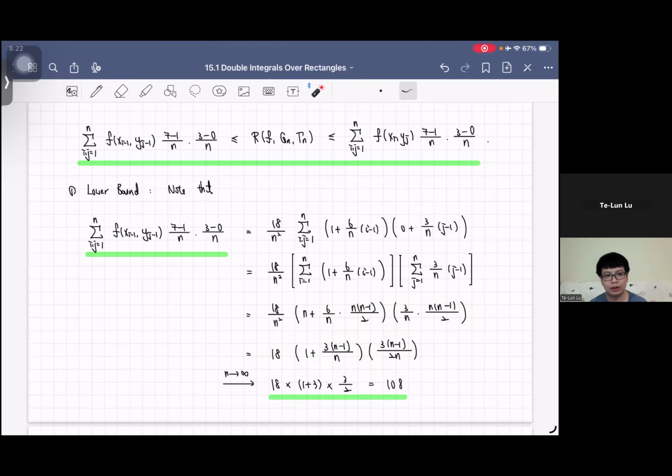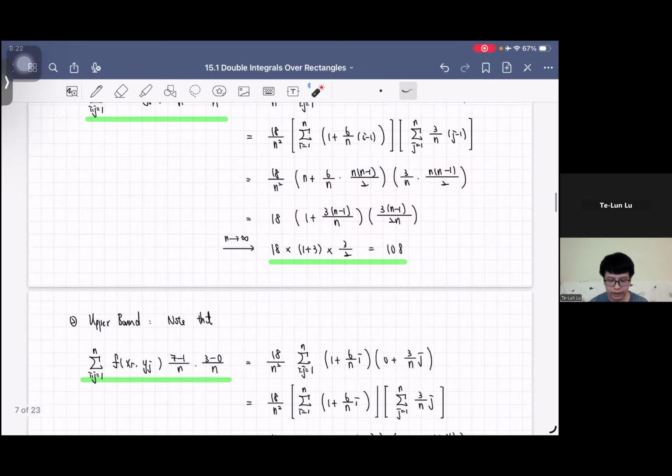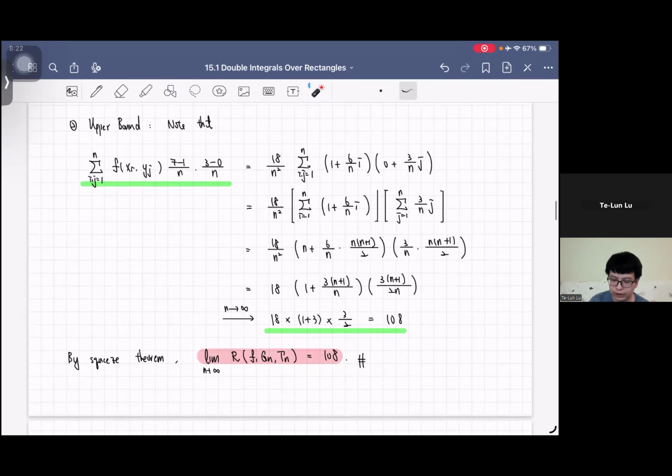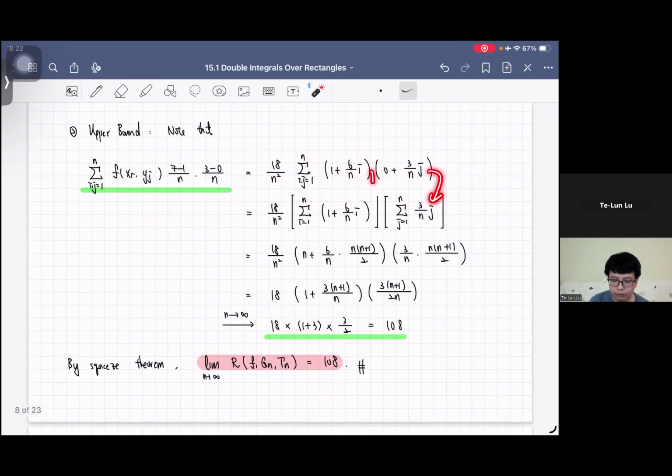Okay, let's see if we have a matching upper bound. Actually, everything behaves the same. The only difference is here: we're summing i from 1 to n instead of from 0 to n minus 1. So the formula becomes n times (n plus 1) divided by 2, and likewise for the other sum. Again, by moving the n inside and taking n to infinity, this factor still converges to 3, and this one still converges to 3 half. So the eventual number is still 108.